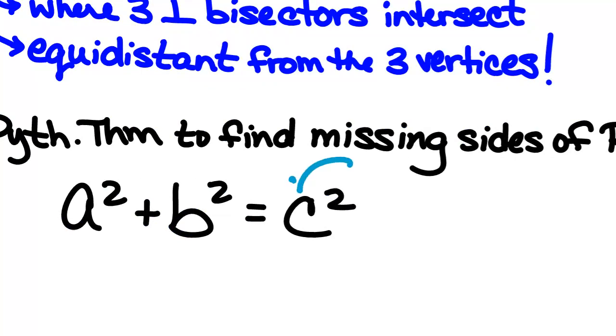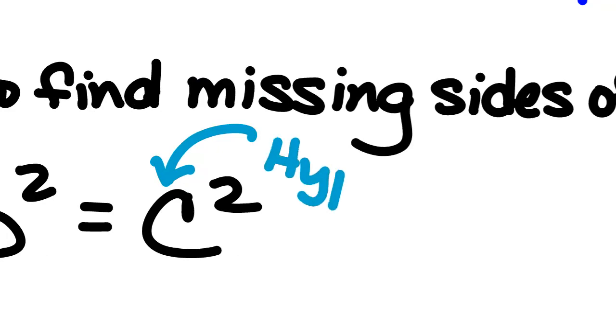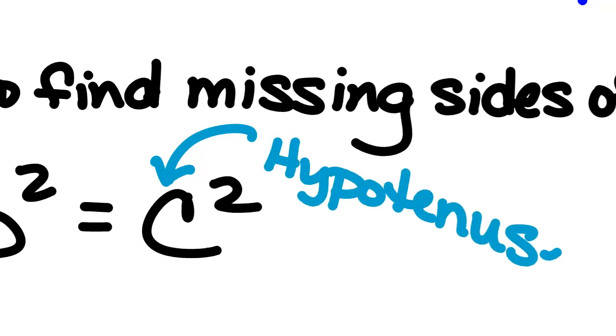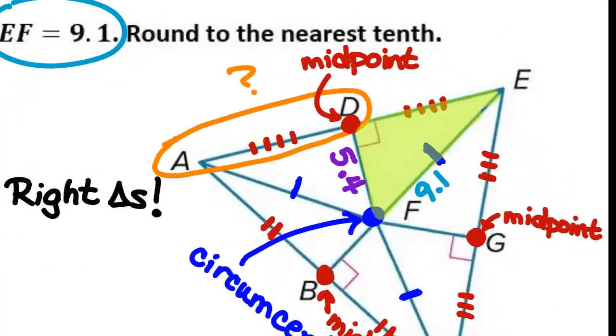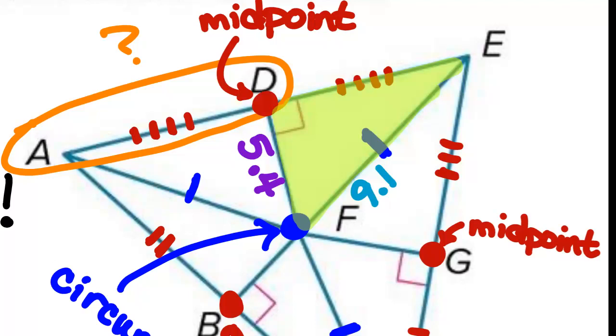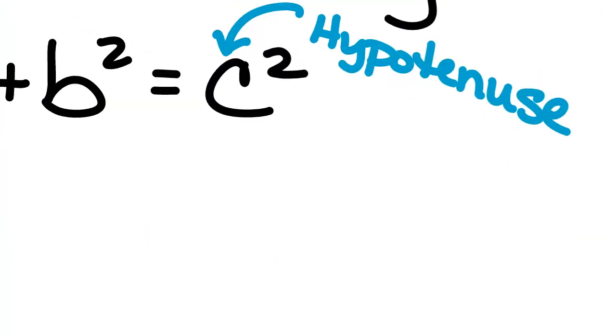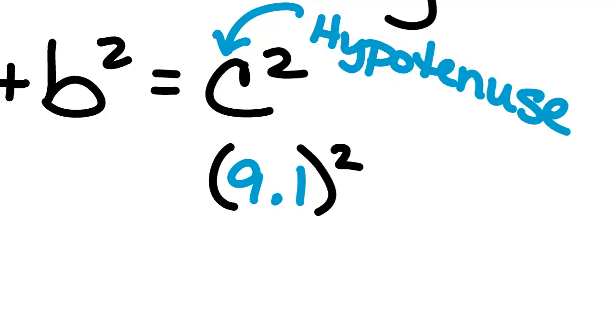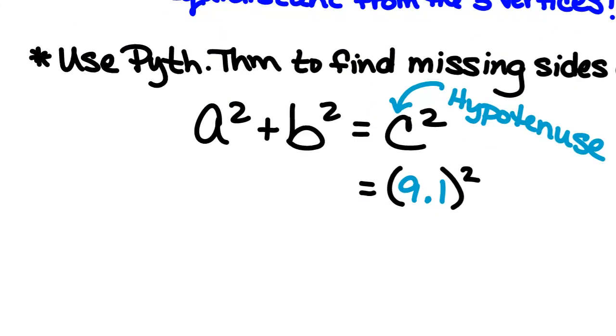C. And what do I have to make sure to put in the place of C? The hypotenuse. Which part of that little green triangle is the hypotenuse? 9.1. Remember, it's across from that right angle. So 9.1 would be my hypotenuse. So I have to put that in the place of C. So I have 9.1 squared. On the other side, I put my other two sides. And the order on those doesn't matter at all. The only one that's fussy is the hypotenuse. How big is one of the other sides?